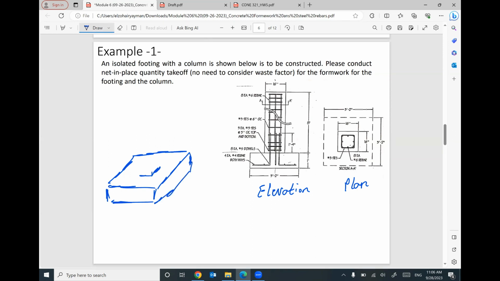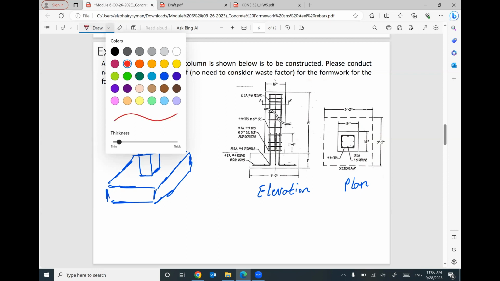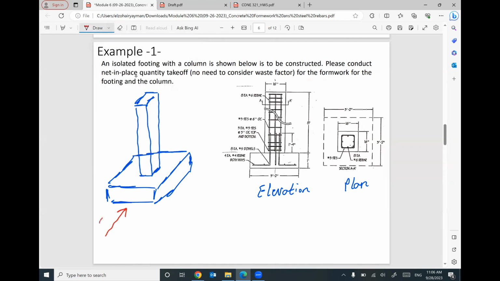And we have a column that looks like this. That makes sense? If you watched this column and the footing from this side, you are standing here and looking at the footing and the column, you will see this elevation. If you are at the top and you are watching from this side, you will see the plan. Elevation and plan will be given so you can imagine what the isometric looks like. That makes sense?